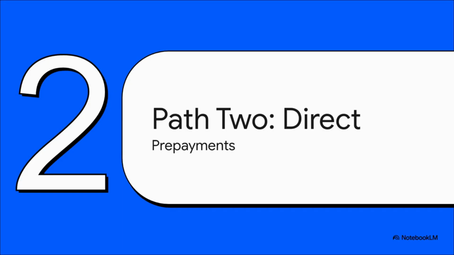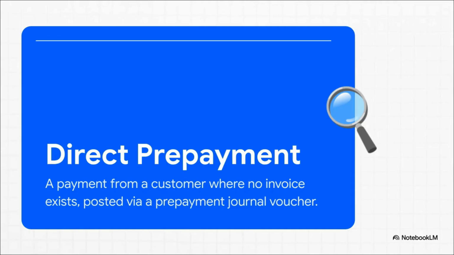All right, so if the formal route is all about control, path number 2 is all about speed and simplicity. We're talking about the direct route. This is for all of you out there who need to be fast, nimble, and flexible. So with this method, you just skip the whole formal invoice step. It's almost like the customer hands you cash and you put it straight into the till. You just mark it as a prepayment, you're recording the payment directly in a journal. It's fast, it's simple, and it gets that cash on your books right away.